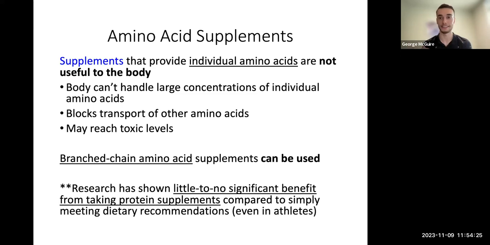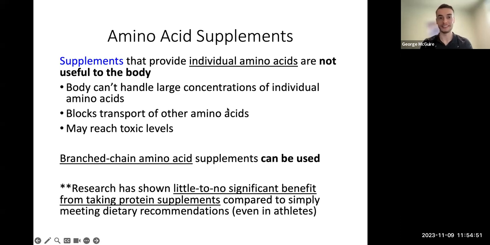So even in athletes, right? Even in someone who is a strength athlete, works out regularly, or works out in excess all the time, and so it's putting a lot of strain on their muscle, it does not benefit them more to drink protein powder or take amino acid supplements compared to that same athlete just eating a healthy diet. Right? So use at your own risk.